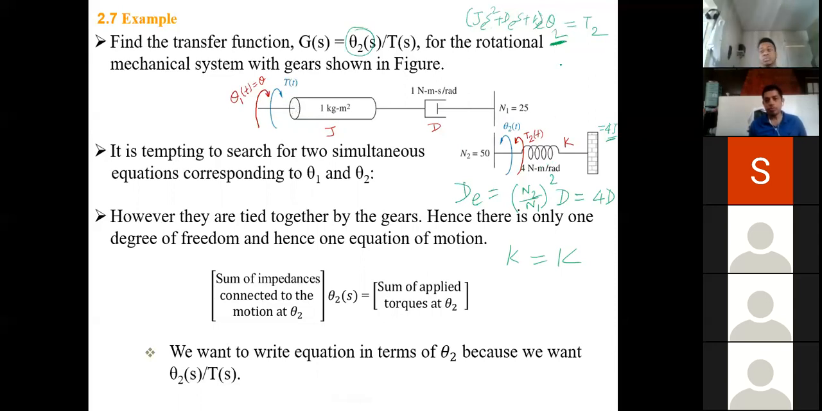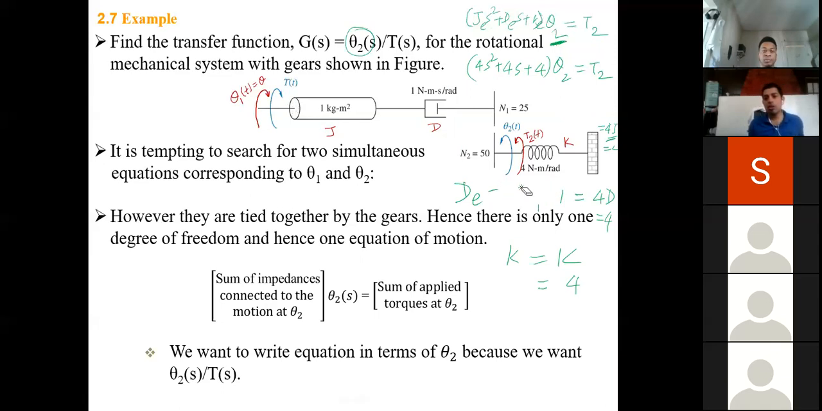Now, let's write this down then. So what is your J? J is 1, right? So you simply get 4 here. Your D is 1, you simply get 4 here. What is your K? K is simply 4. So what do you get here? 4s squared plus 4s plus 4 theta 2 equals T2, right?